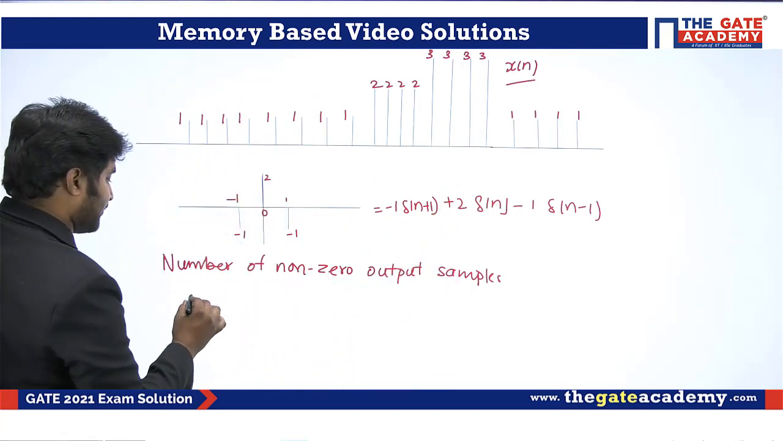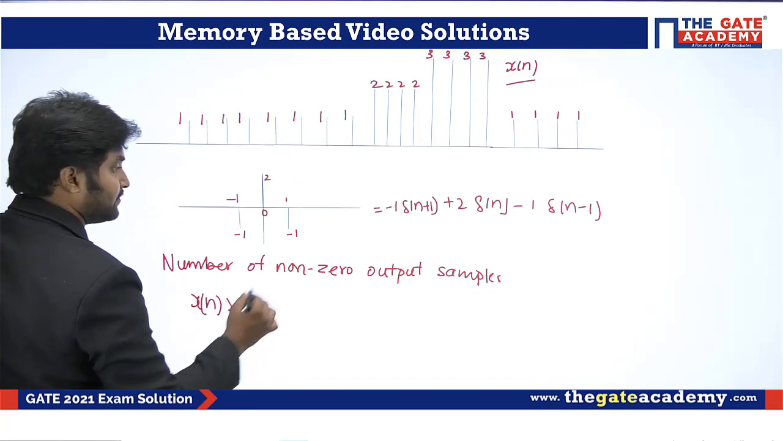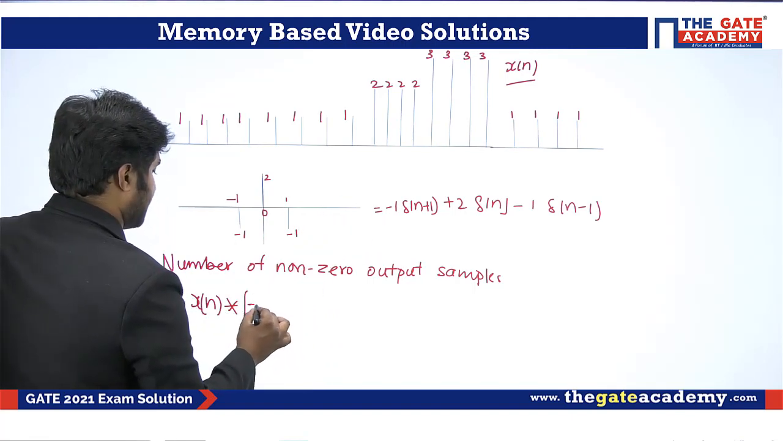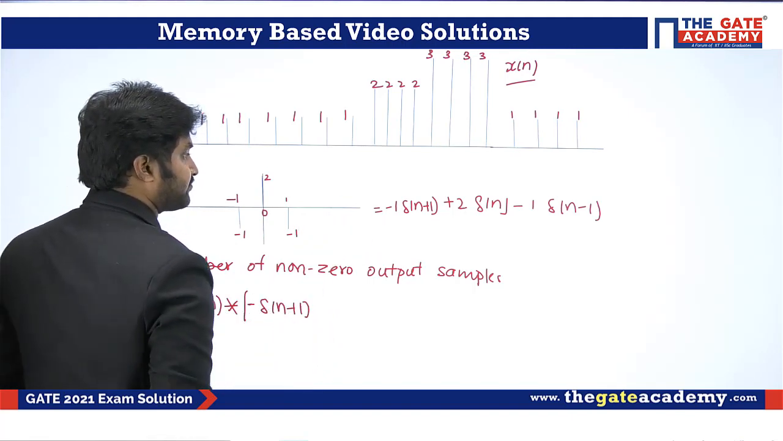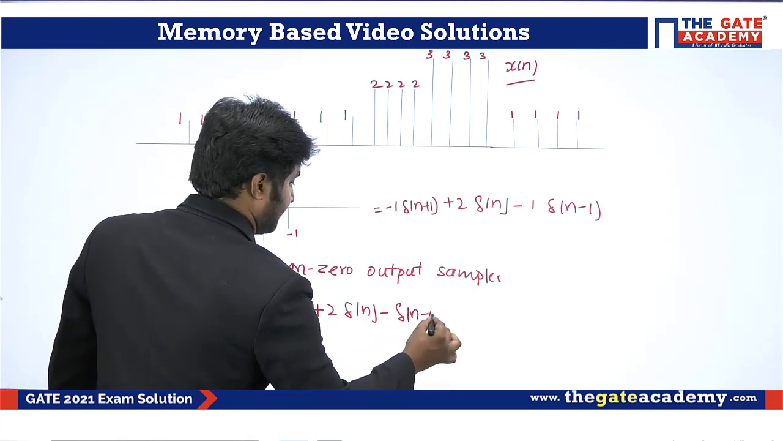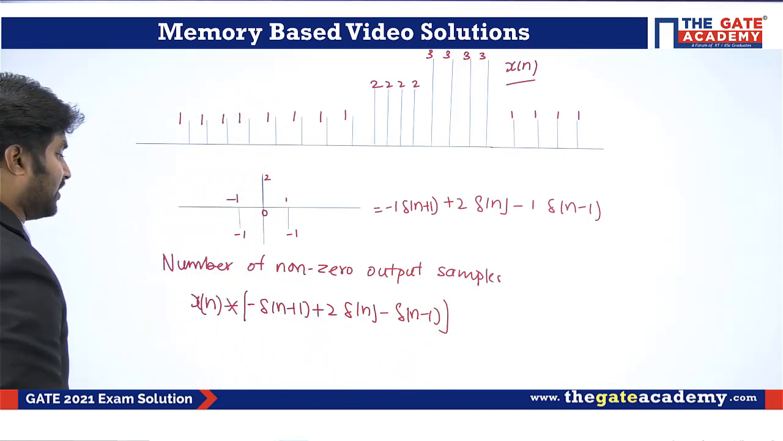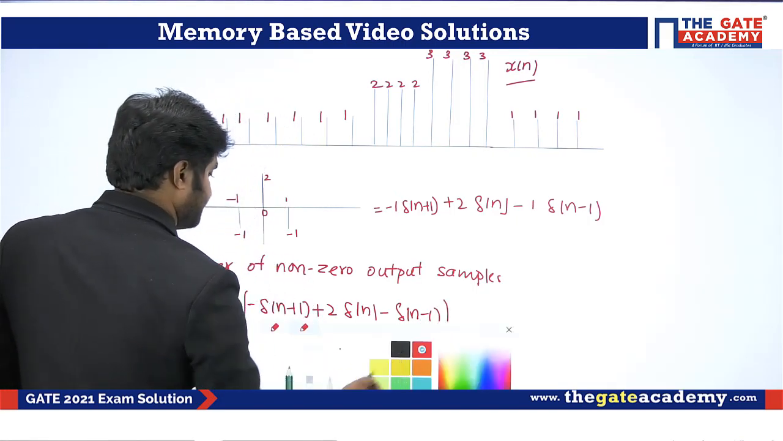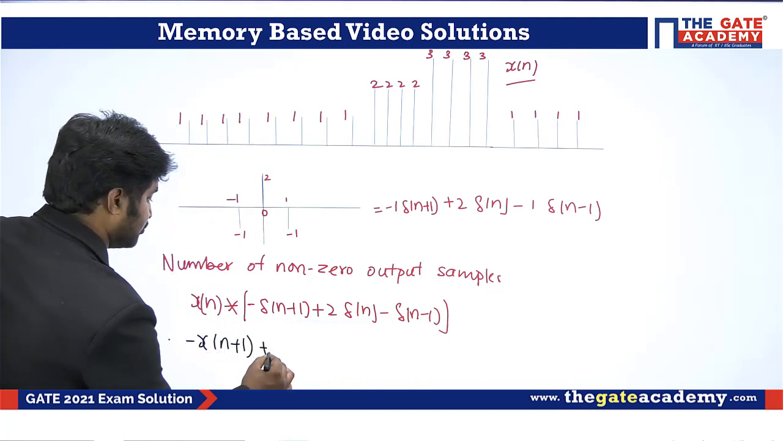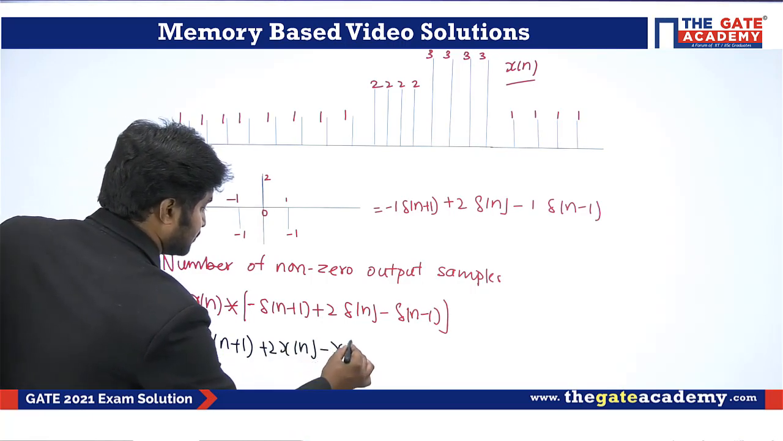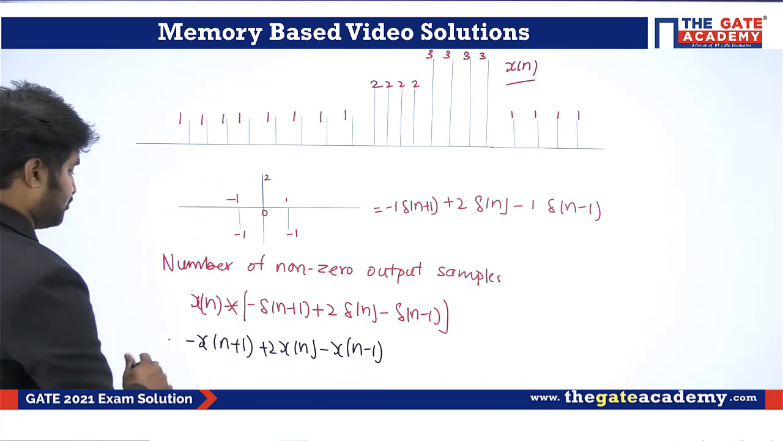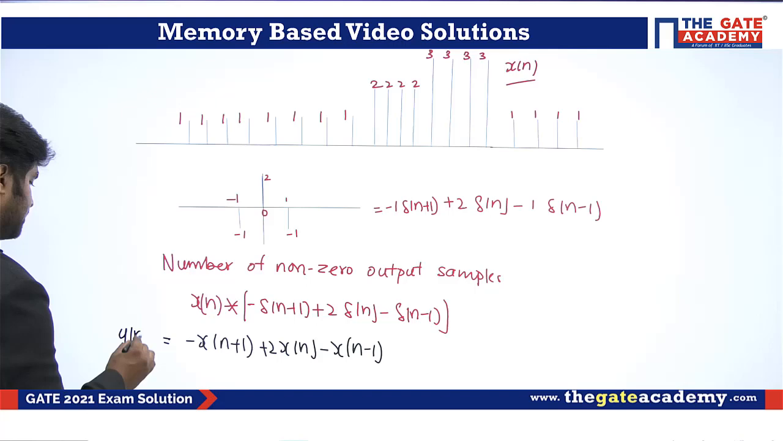If I call this x of n, then x of n convolved with this is going to give you the output. So what is this? Minus del of n plus 1 plus 2 del of n minus del of n minus 1. Correct? So what is this going to be? This is minus x of n plus 1 plus 2 into x of n minus x of n minus 1. This is going to be the output y of n. As simple as that.